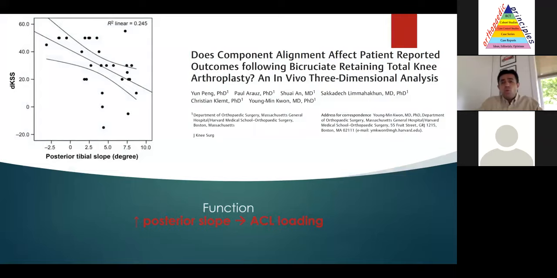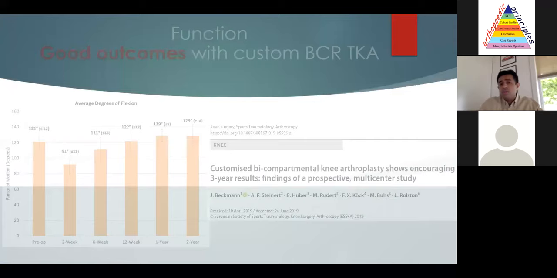However, what you want to be careful about is the posterior slope when you put a bicruciate retaining design, because if you put too much posterior slope, you tend to load the ACL a lot more, and then the ACL can fail and your bicruciate retaining total knee can fail. So be careful how you apply this total knee arthroplasty.